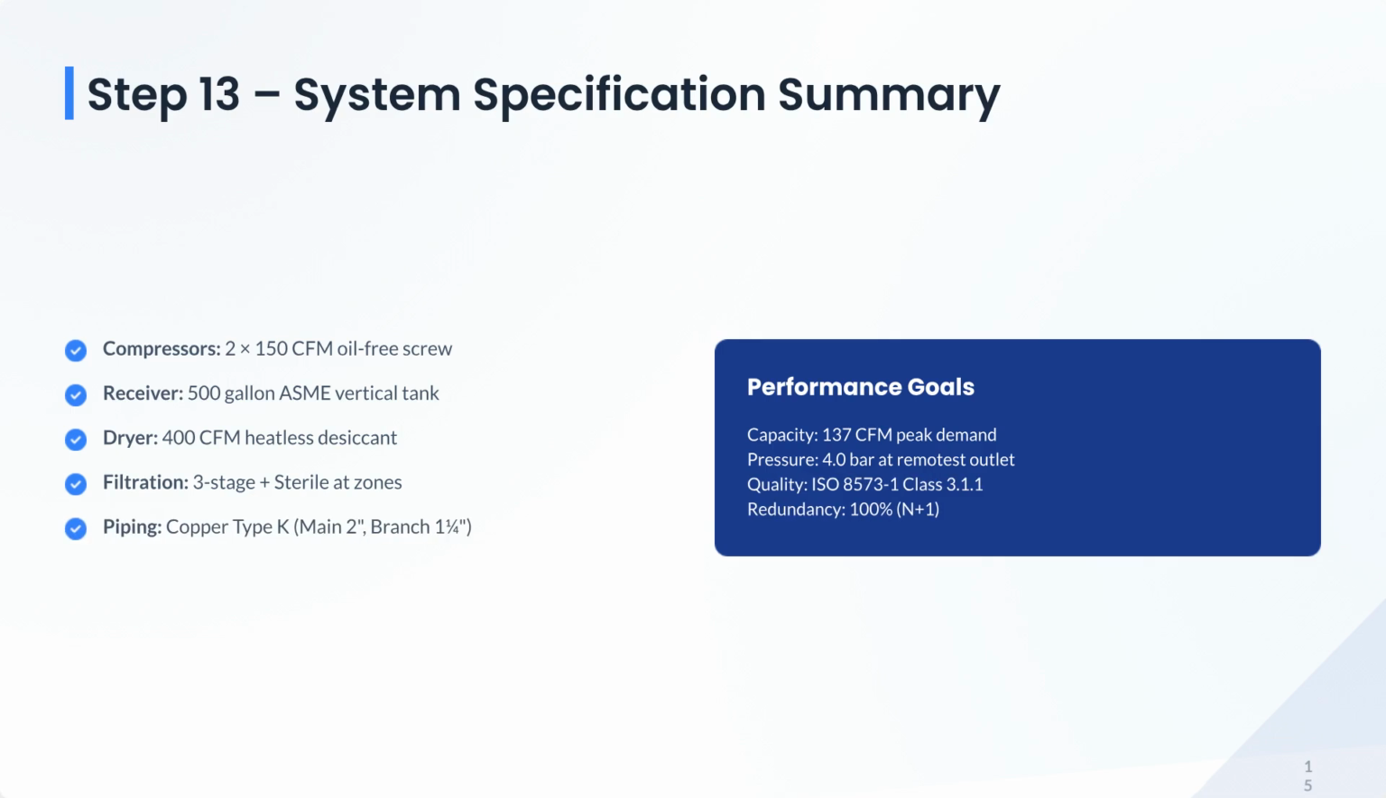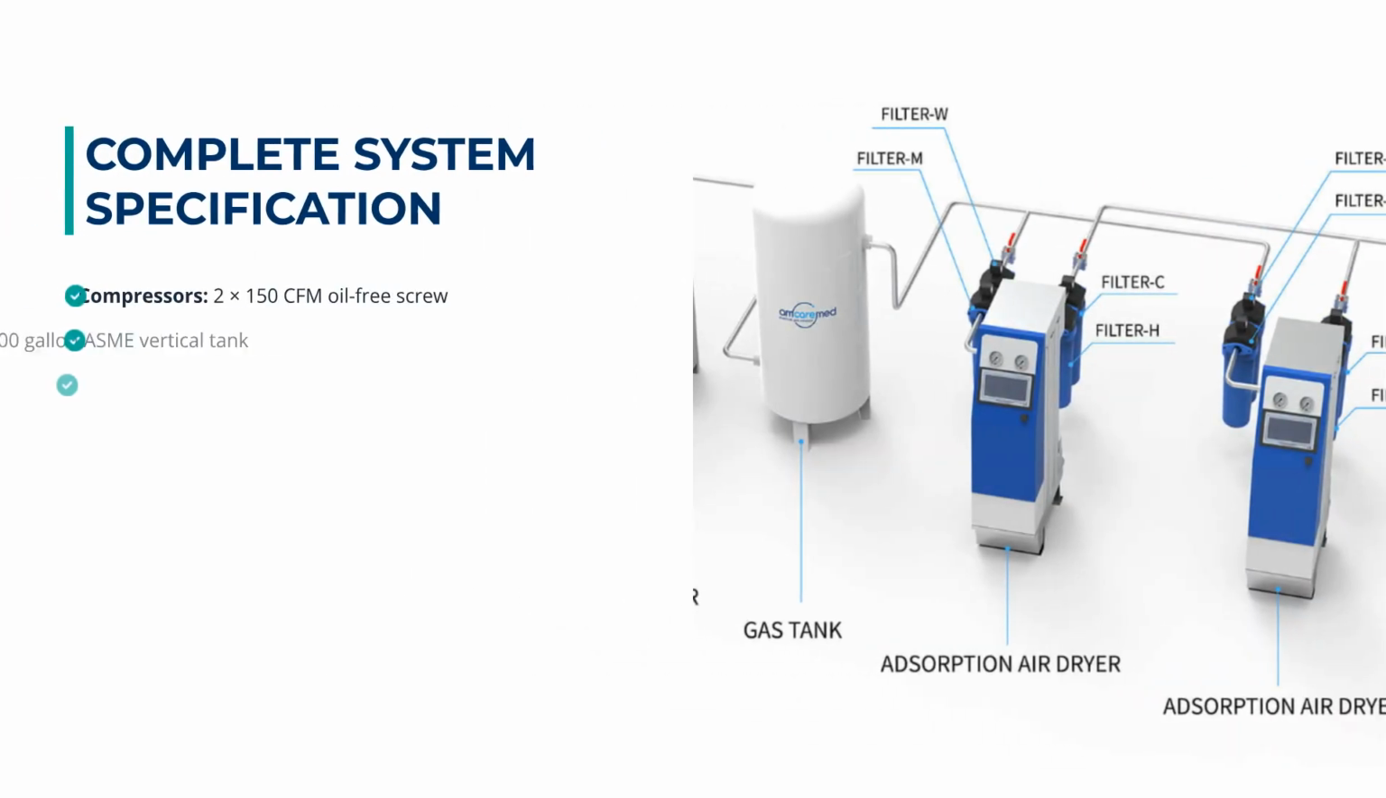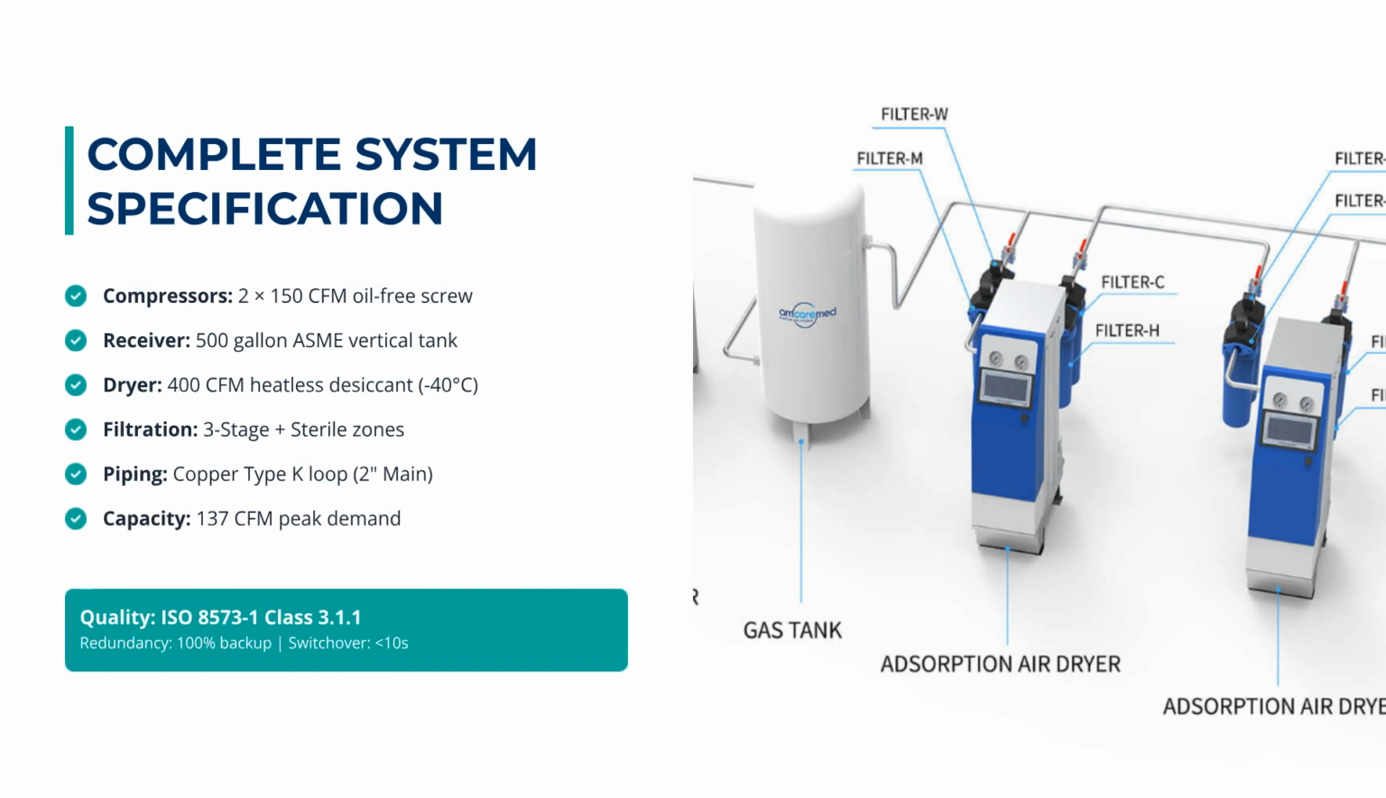We selected 2x150 CFM oil-free compressors, a 500-gallon receiver, and a 400 CFM heatless desiccant dryer. The design ensures 100% redundancy and meets the 137 CFM peak demand. This complete specification ensures the system meets the capacity, pressure, and ISO 8573-1, Class 3.1.1 quality requirements with a rapid switchover time.